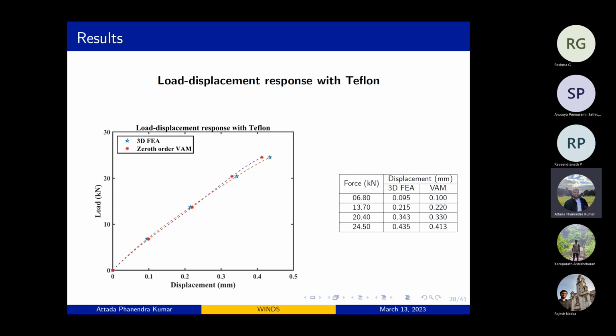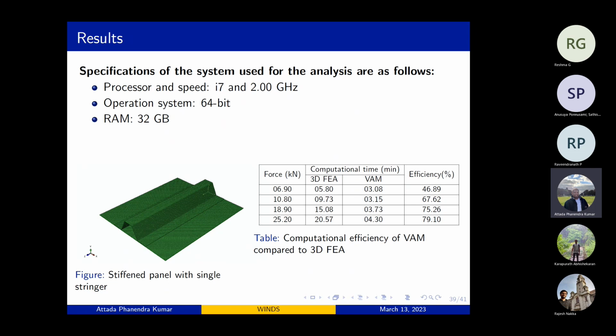But once we go for first order VAM analysis, we are sure we can further reduce this error. Now, one of the main things we take away from VAM is the computational time it takes. Here I'm doing a dynamic implicit analysis with a static load. I'm not going for the buckling. I'm just applying the compressive load at this part, and the nodes are constrained here. And we can see that when the load is 25.2 kilonewtons, almost an 80% reduction in the time has been observed.